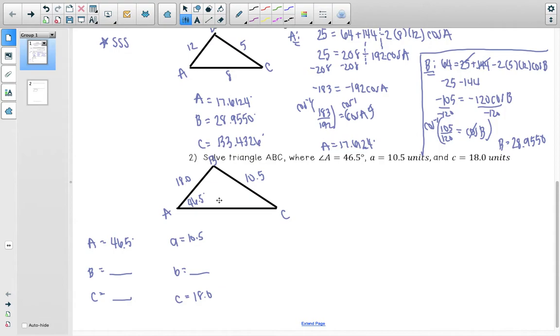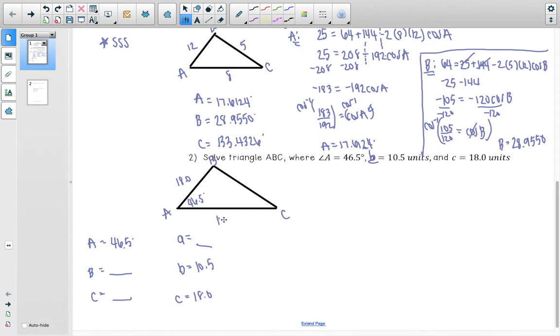Oh, I have a typo. There we go. This makes a whole lot more sense. This is supposed to be B. So let's move this down here. Oops. Undo. Okay. I have a typo. Let's delete that. Let's try again. Okay. So sorry about that. So side A we don't have, but side B we do, which is 10.5. So big mistake right there.